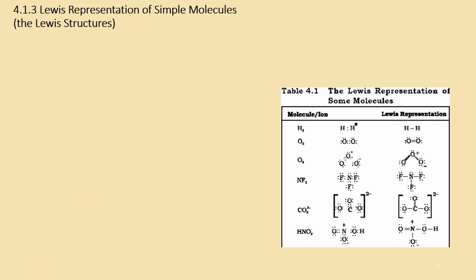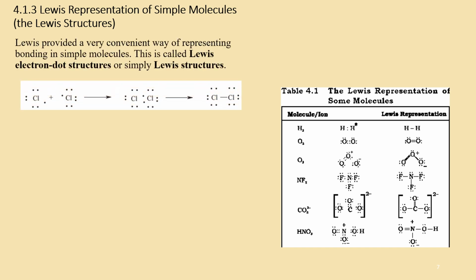Lewis representation of simple molecules, it is also called as the Lewis structures. Lewis provided a very convenient way of representing bonding in the case of simple molecules. This is called Lewis electron dot structure, or simply Lewis structure. One example is chlorine. Two atoms of chlorine combine to form the chlorine molecule, which is shown on the screen, as we discussed in our previous slide also.